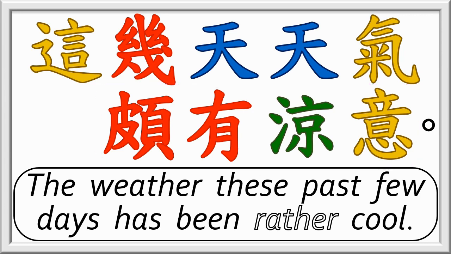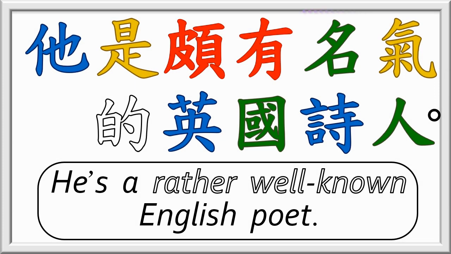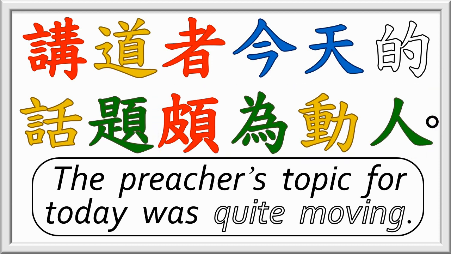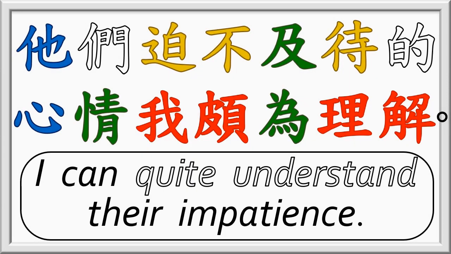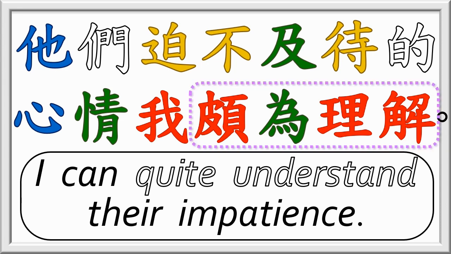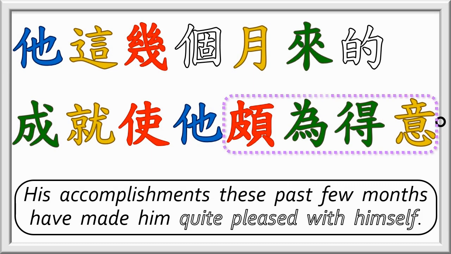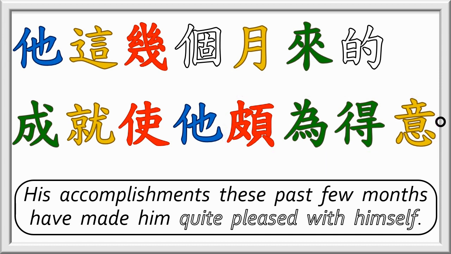这几天天气颇有凉意。The weather these past few days has been rather cool. 他是颇有名气的英国诗人。He's a rather well-known English poet. 颇 is also commonly used in phrases with the verb 为, meaning to be. 讲到这，今天的话题颇为动人。The preacher's topic for today was quite moving. 他们迫不及待的心情，我颇为理解。I can quite understand their impatience. 他这几个月来的成就，使他颇为得意。His accomplishments these past few months have made him quite pleased with himself.